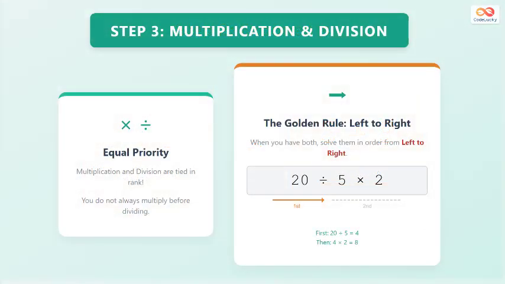The third step involves multiplication and division. A common misconception is that multiplication always comes before division. That is incorrect. They are equal in rank. You must solve them from left to right, whichever appears first.